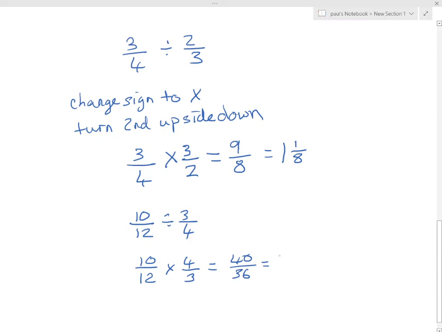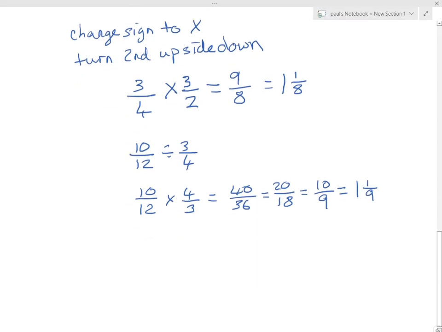Just divide by 2 will do. 20 over 18, I can divide by 2 again, 10 over 9. Can't divide anymore, but it is top heavy, so I can simplify that into a mixed number. 9s into 10 go 1 with 1 left over. So that's multiply and divide.